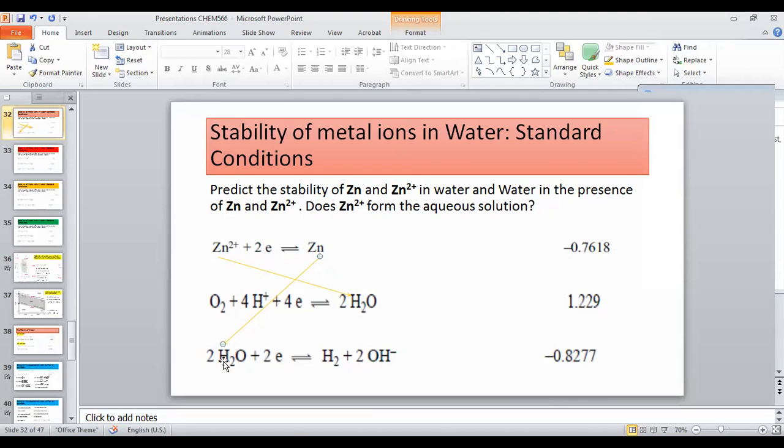So that means both zinc and zinc ion are stable in water, and you can say water is also stable in the presence of zinc and zinc plus 2, because these are not going to react together. And the third one is, does zinc plus 2 form the aqueous solution? Of course this will form the aqueous solution, because this is not going to react with the water.